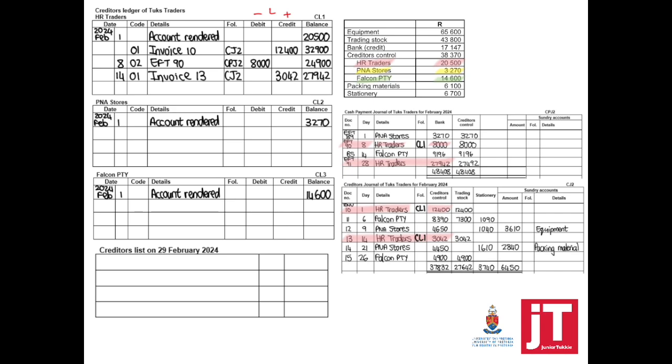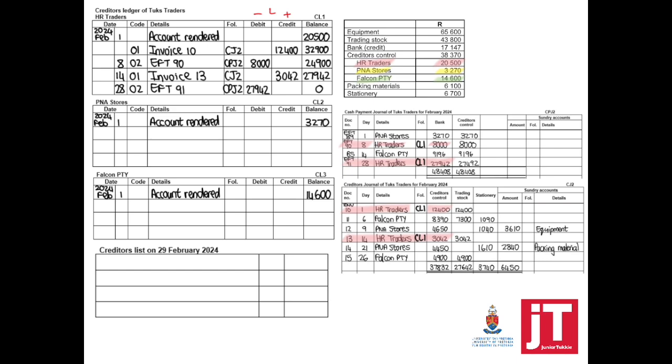The last transaction was on day 28, the settlement of account. This is one of the reasons what I want to point out now. While you're doing the journals, you should actually post it immediately to the individual's account. Because now I can see exactly what we owe, 27,942. And if we settled our account in full, it means that a payment was made, 27,942, and our outstanding balance is now 0.